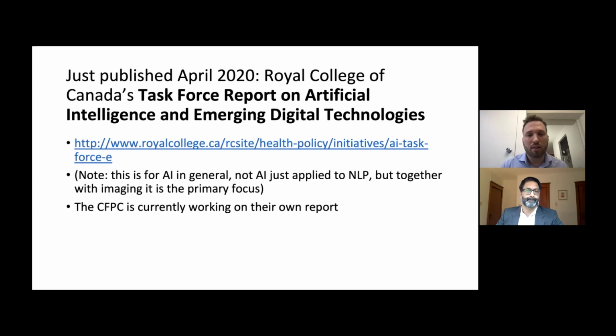So I highly encourage you all to read our colleagues in the specialty domains' Royal College of Canada Task Force Report on Artificial Intelligence, because a lot of these use cases are not going to be just for family medicine. They will be applied to all medical specialties. And the Royal College has really done a nice job summarizing some of the key issues. Many are NLP based. And certainly the CFPC will have a lens on for family medicine.